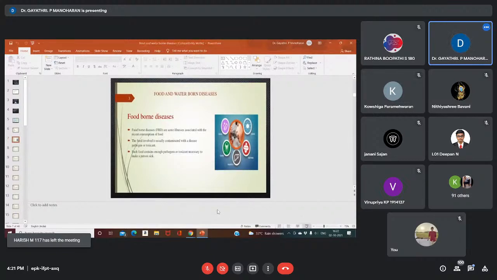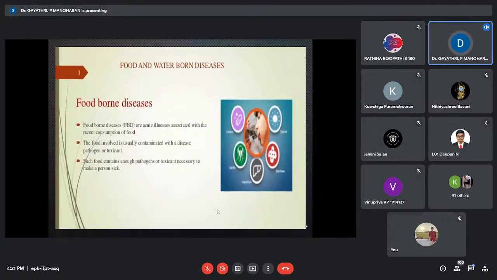So, food and waterborne diseases. First, we are going to see what foodborne diseases are. Foodborne diseases are acute illnesses associated with the recent consumption of food. That is, food containing microorganisms is consumed by a human, and that human gets an illness called foodborne disease. The food involved is usually contaminated with a disease pathogen or with toxins produced by a specific type of microorganism, called toxicants. The entire organism, entire virus or entire bacteria, which causes illness is called foodborne infection.